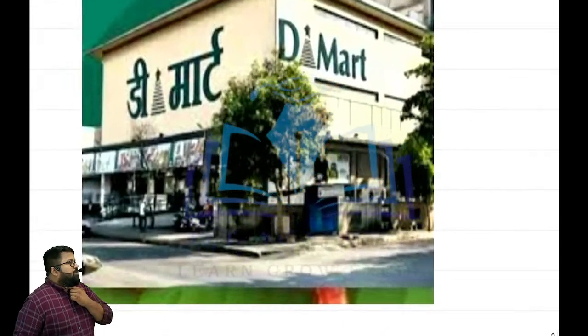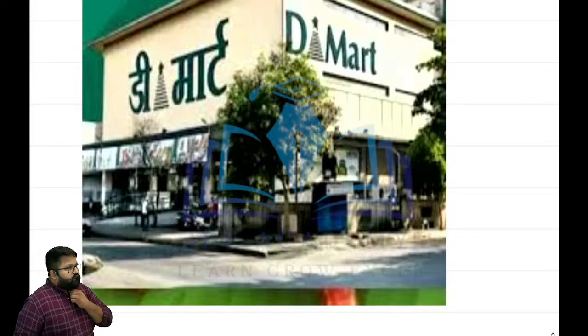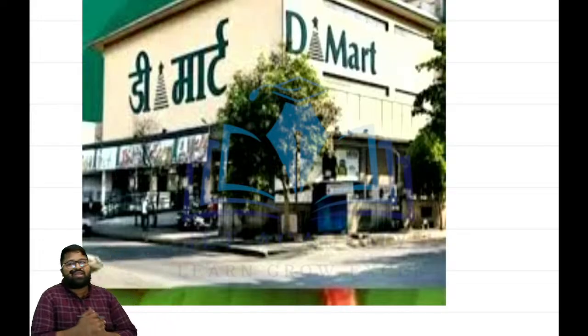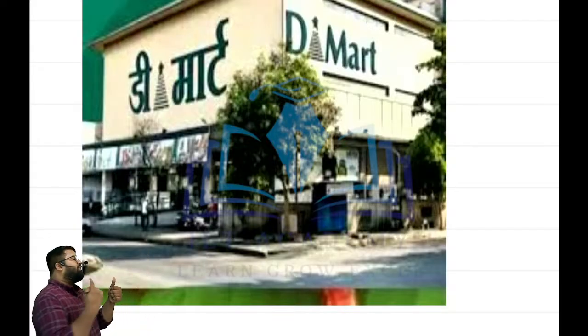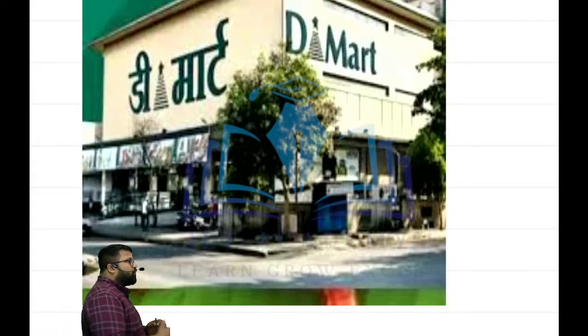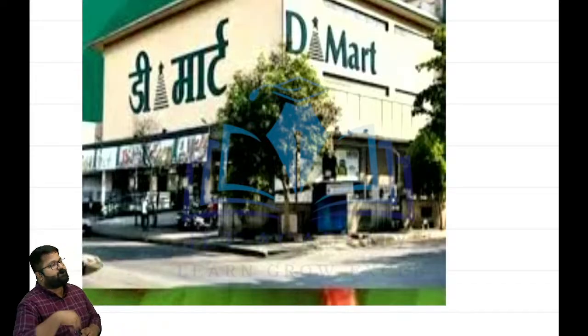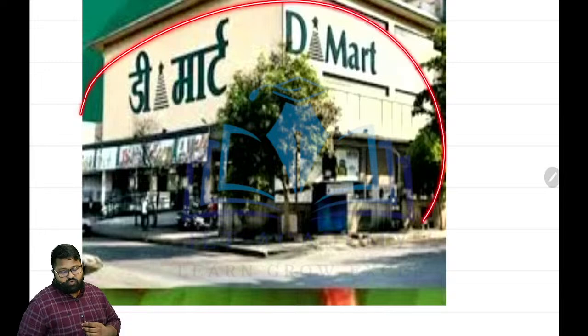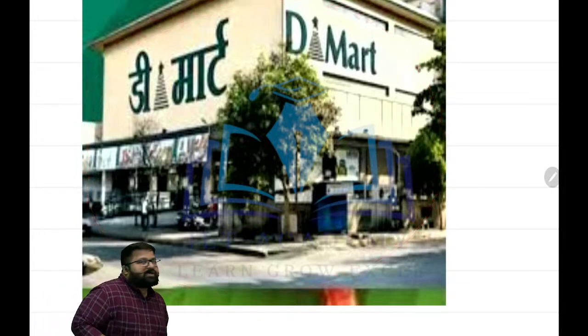And DMart, is that known to you now? So who are the consumers of DMart? We are consumers, and we are getting every product that we need. And because of the coordination among the internal departments of DMart, we are getting the products at the right time and right price. So coordination, is it important or not? Most important. Okay, thank you buddies.